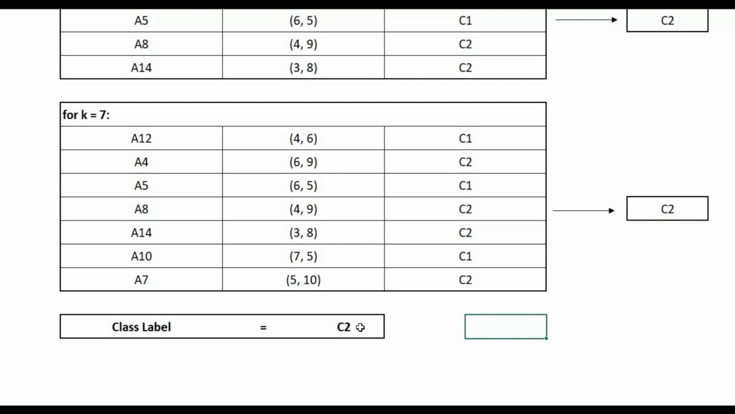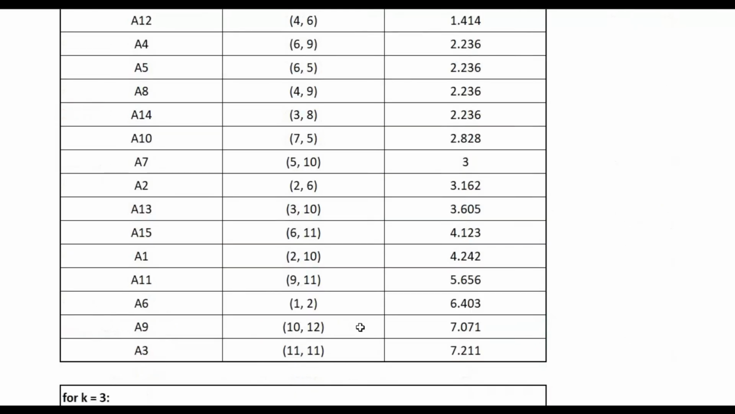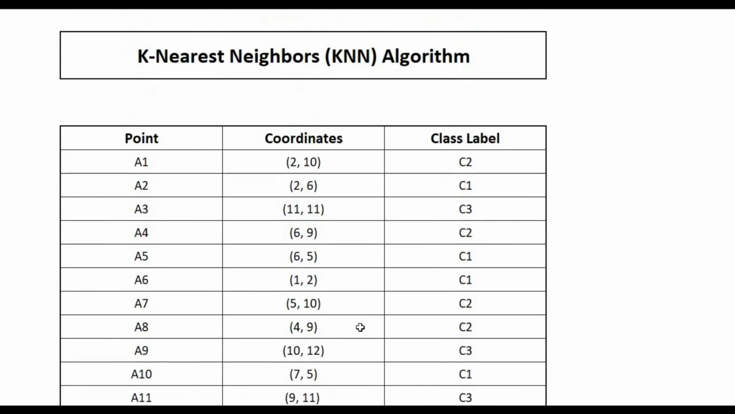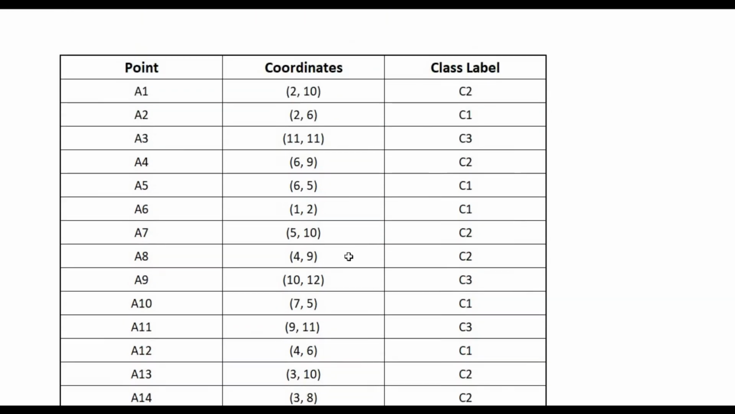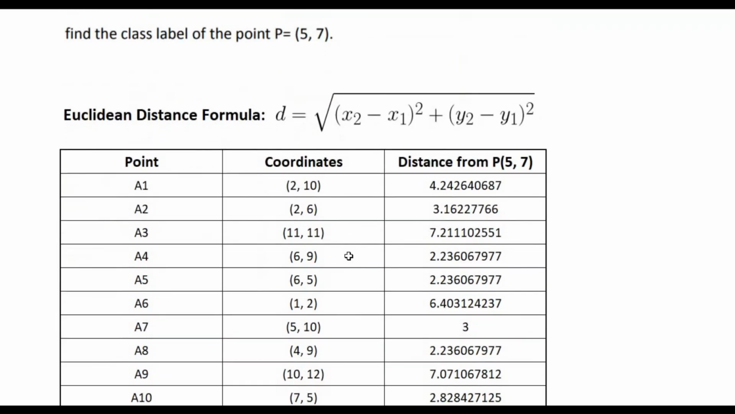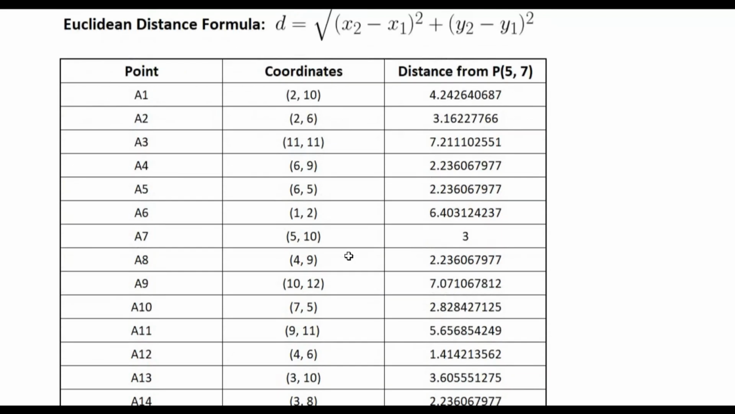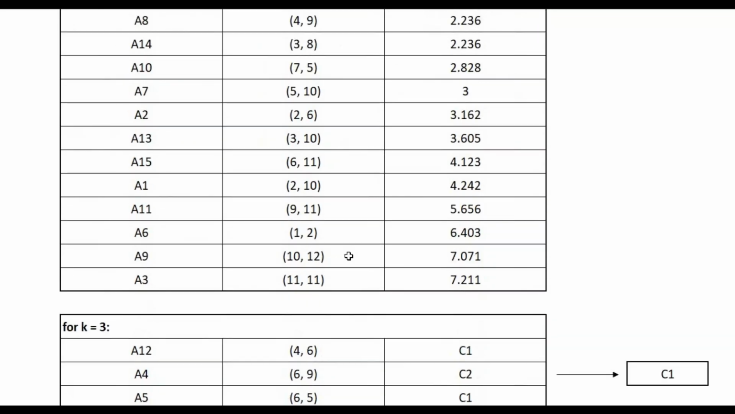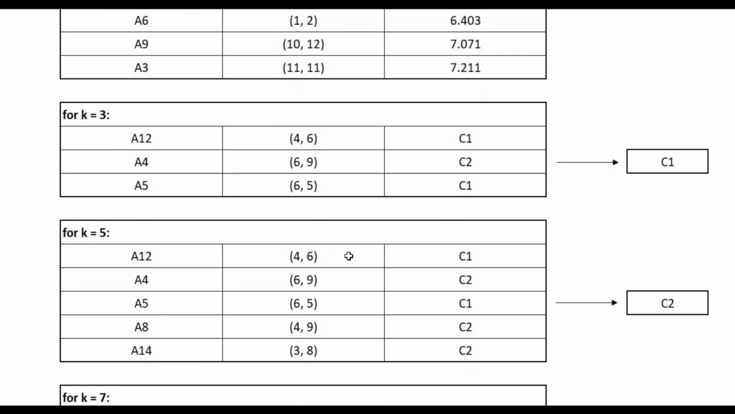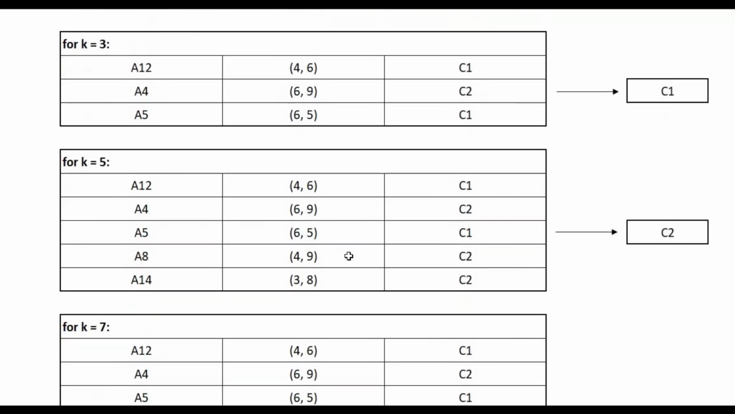That's all for today. I hope you have understood this question. I will show you a quick review of the question. This was our question, in which we have points, coordinates, and class labels. This was the Euclidean distance formula. We calculated each data point's Euclidean distance, then sorted this list, and then, considering the k value, we found the class label of the new data point.